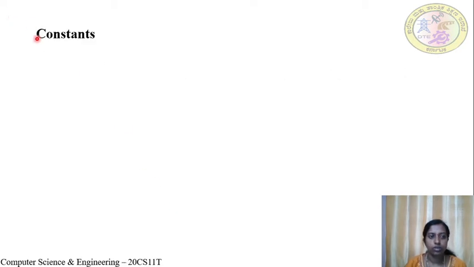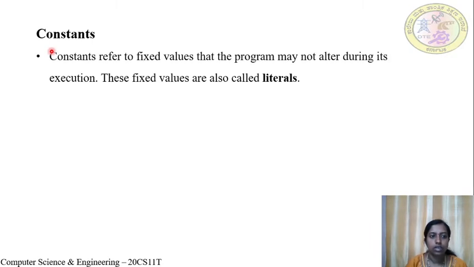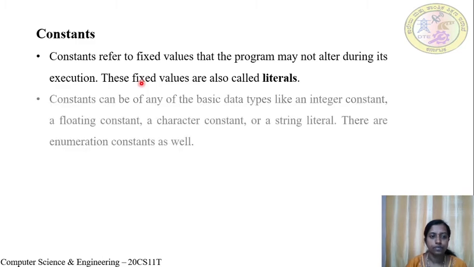Next we move on to constants. So what is a constant? Constants refer to fixed values that the program may not alter during its execution. These fixed values are also called literals. So constants refer to fixed values whose value does not change during program execution. These fixed values are called literals.